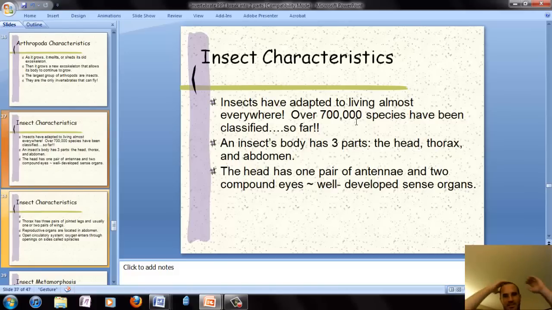Okay, getting back on track. So insects have adapted to living almost everywhere. Over 700,000 species have been classified so far, and there are still going to continue to be new insects found in different parts of the earth.